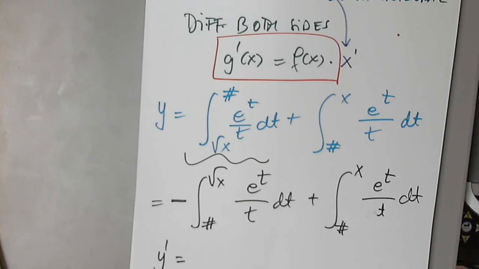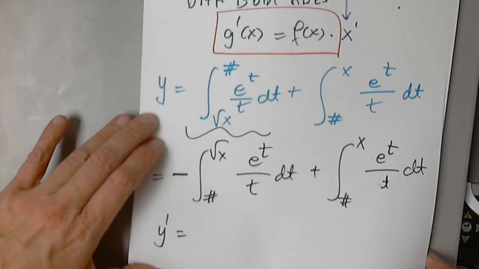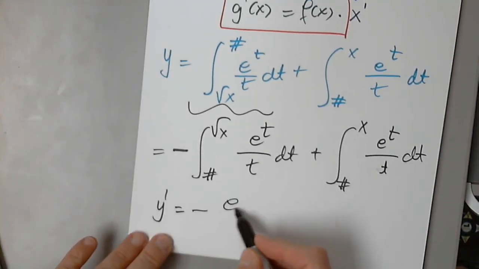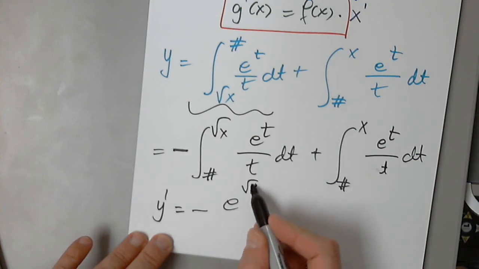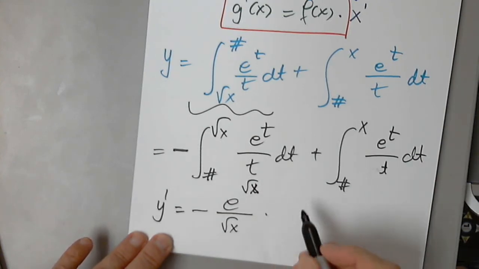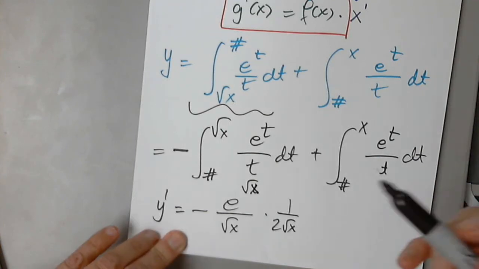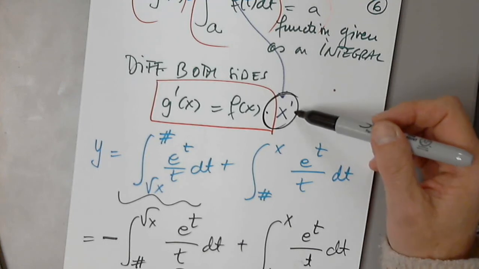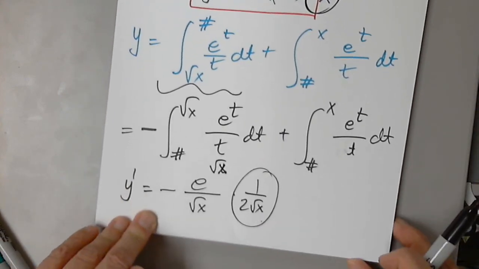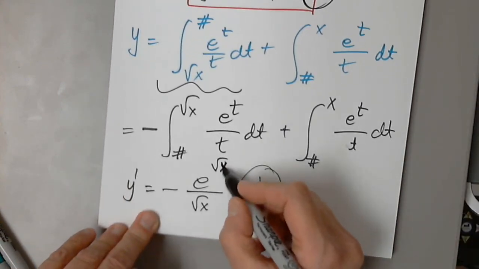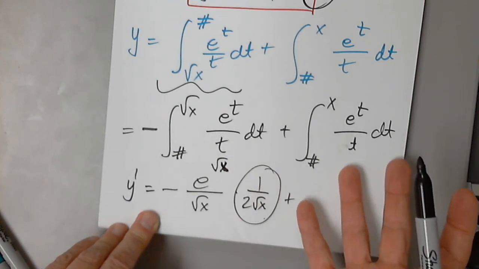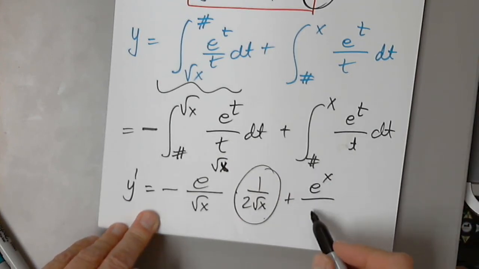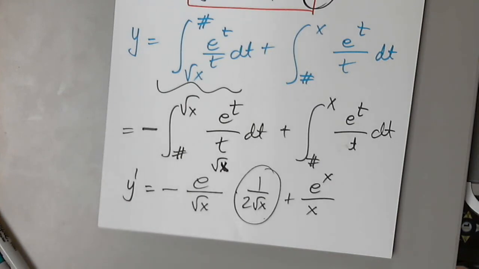Okay. So when we differentiate the first one, we have to write negative e to the square root of x divided by the square root of x times 1 over 2 the square root of x. This is because of this. It's 1 here, that's why we didn't need it, but it's not 1 here. And again, when I differentiate the second one, I get e to the x over x. In this case, I don't need anything because I would have written times x prime, and x prime is 1.